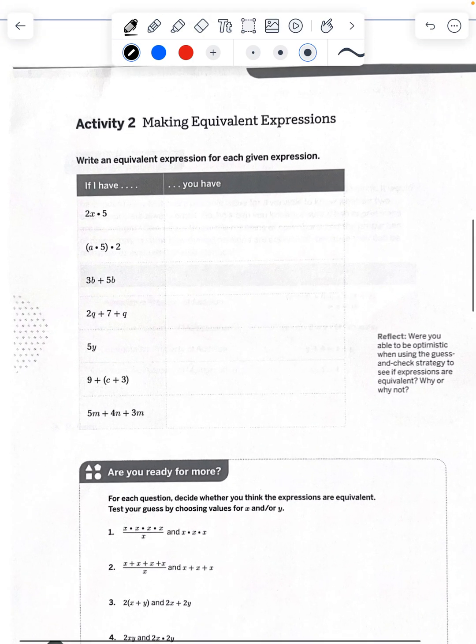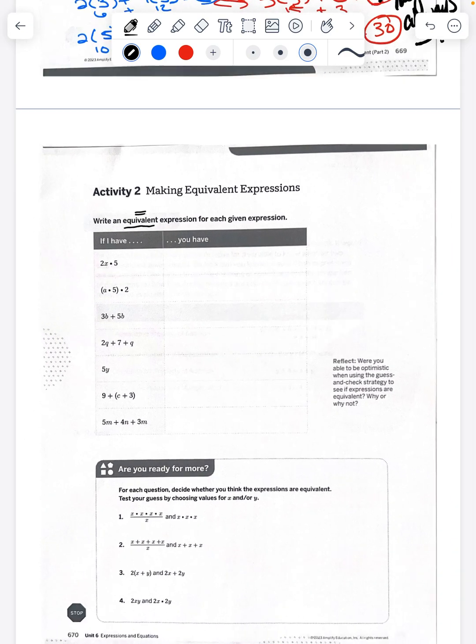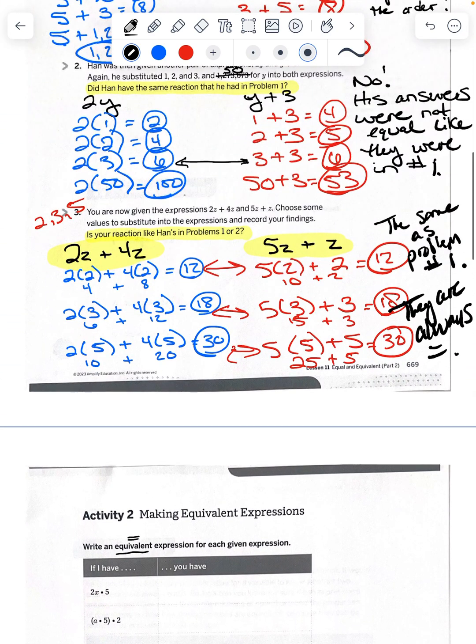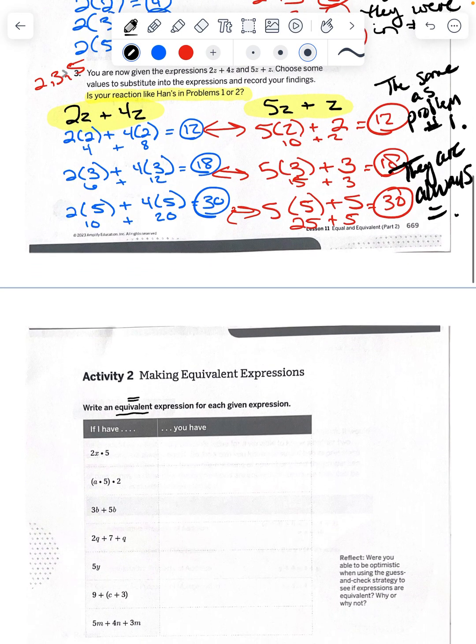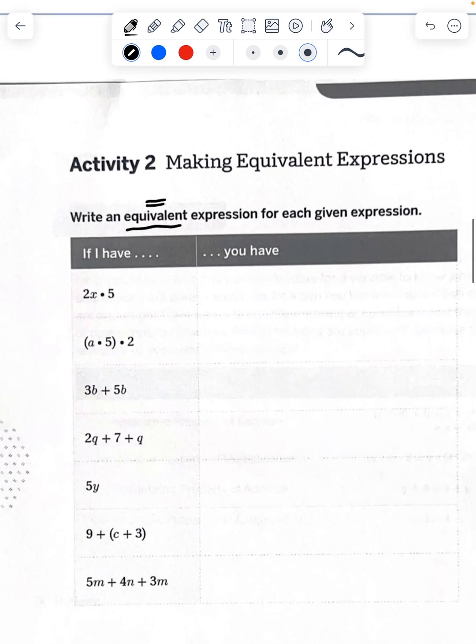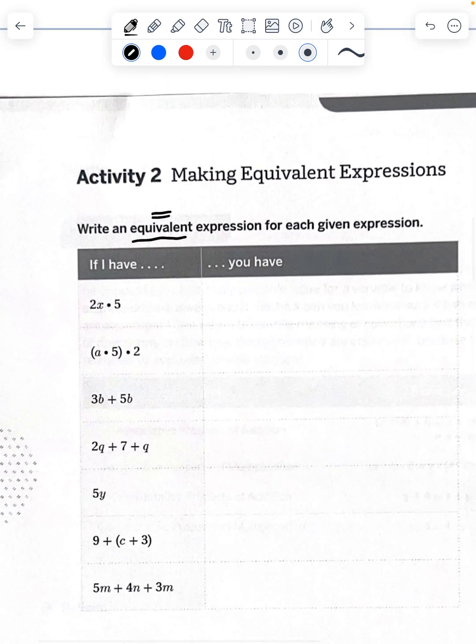Okay, we are going to write an equivalent expression for each given expression. So equivalent, again, this word is just a fancy word for equal expression, okay? So just like what I just went over, 2z plus 4z is 6z and 5z plus 1z is 6z. Those are equivalent expressions because they both equal 6z, okay?